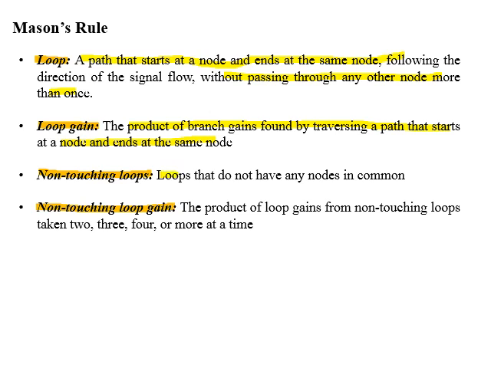Students, next term is non-touching loops. All those loops that don't have any node in common are known as non-touching loops. Now, non-touching loop gain is the product of loop gains from non-touching loops taken 2, 3, 4 or more at a time. Students, now in the upcoming example, we will use these terms.